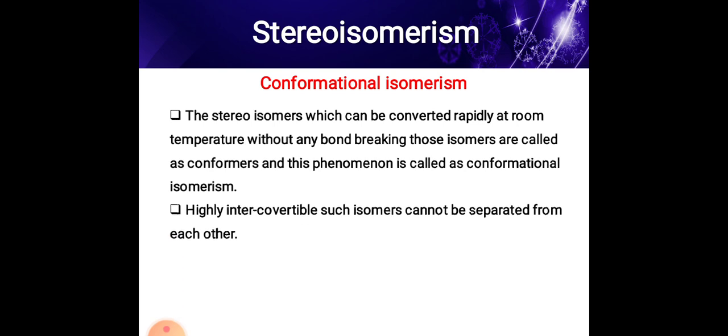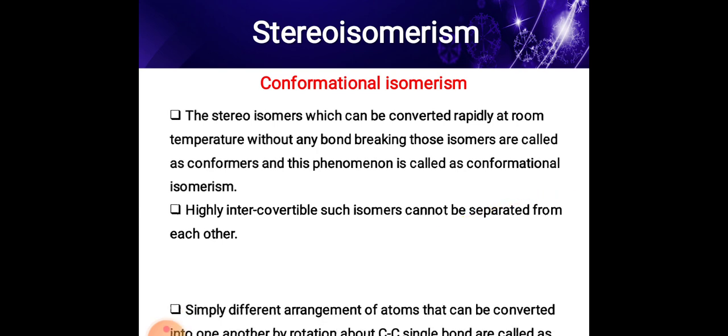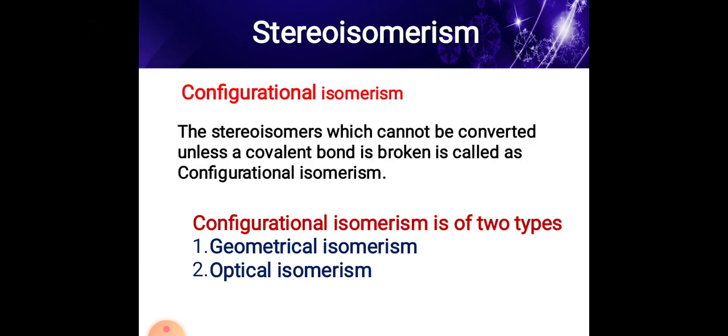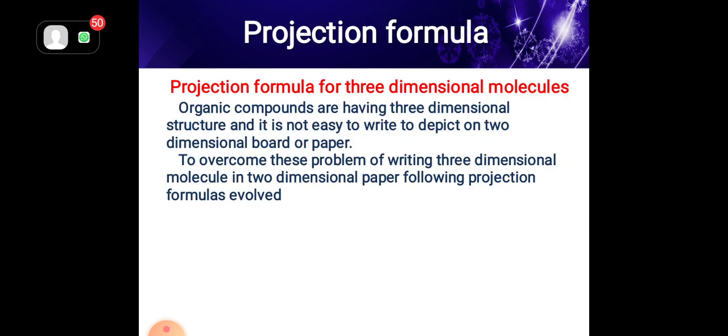The highly interconvertible isomers cannot be separated from each other. That means different arrangements of atoms that can be converted into one another by rotation of the carbon-carbon single bond. Then configurational isomerism means the stereoisomers which cannot be converted unless a covalent bond is broken. Configurational isomerism is of two types, geometrical isomerism and optical isomerism.